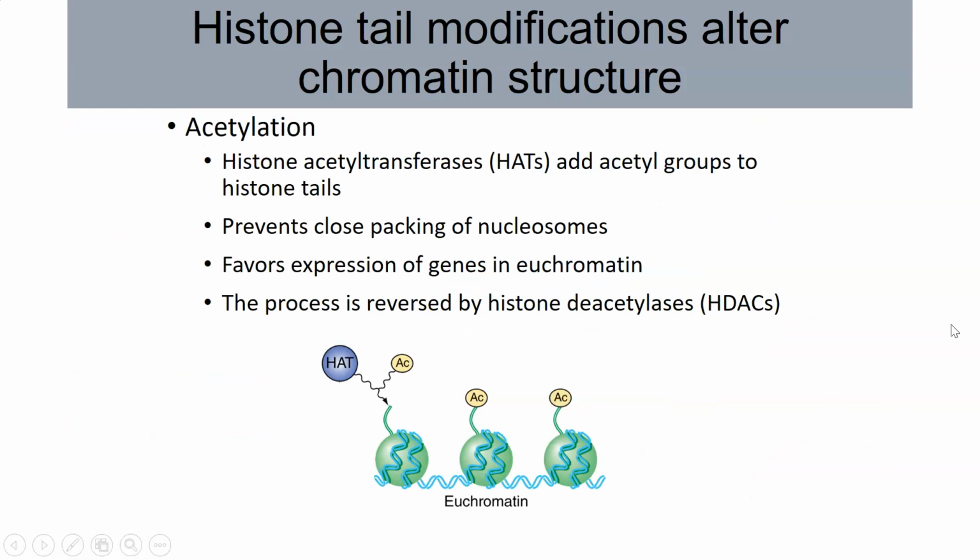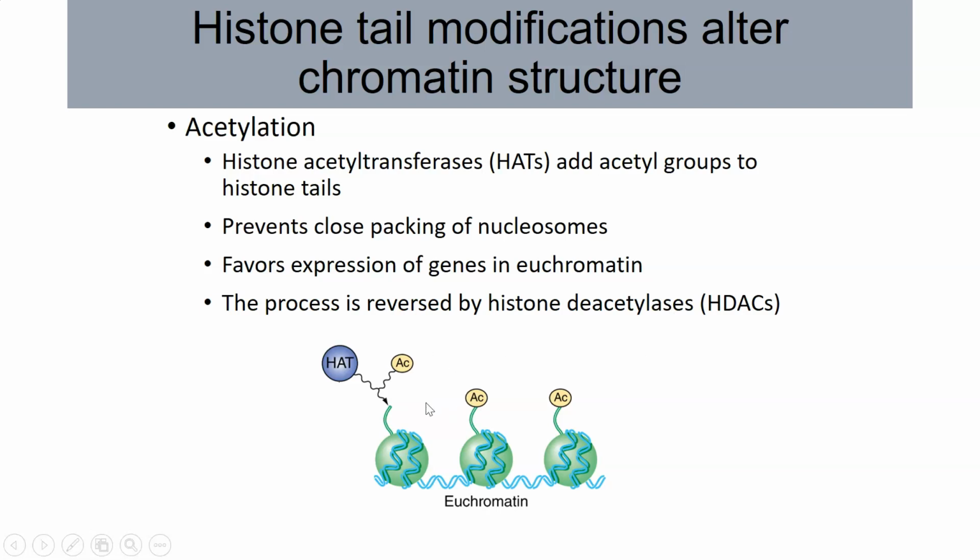All right, so first for acetylation, the enzyme that adds acetyl groups to histone H3 tails or other histones is called a histone acetyltransferase, HAT. Okay? So when this enzyme adds an acetyl group to the histone tail, this is going to prevent close packing of nucleosomes. It favors genes being present in euchromatin, and therefore genes being on. Okay? Histone acetylation favors euchromatin formation and maintaining genes in the on status.